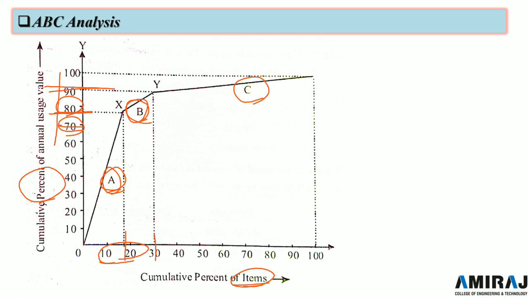And the third class is the inventory which accounts for 5 to 15% of the annual usage value, and its quantity is 70 to 80% of the total number of inventory, which means the annual usage is very low but the number of items required is very large.